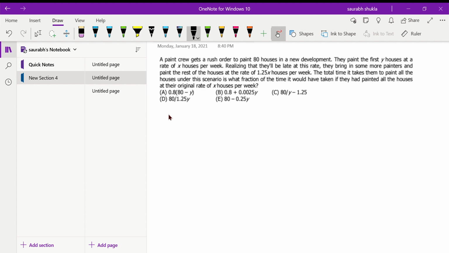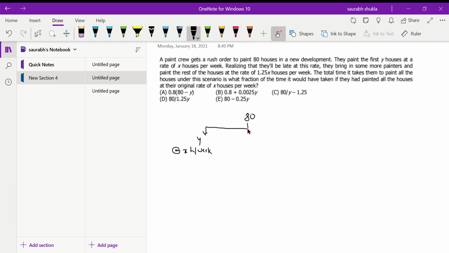Okay. So let me also write down all the information that's given in the question. It helps to break down the question. So there are total 80 houses they want to paint. They paint the first Y houses at a rate of X houses per week. Okay, so out of 80, they paint about Y houses at the rate of X houses per week. So they are basically painting X houses per week.